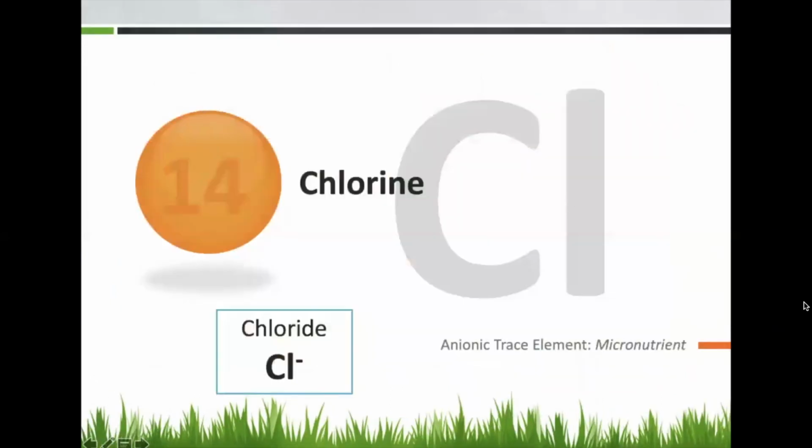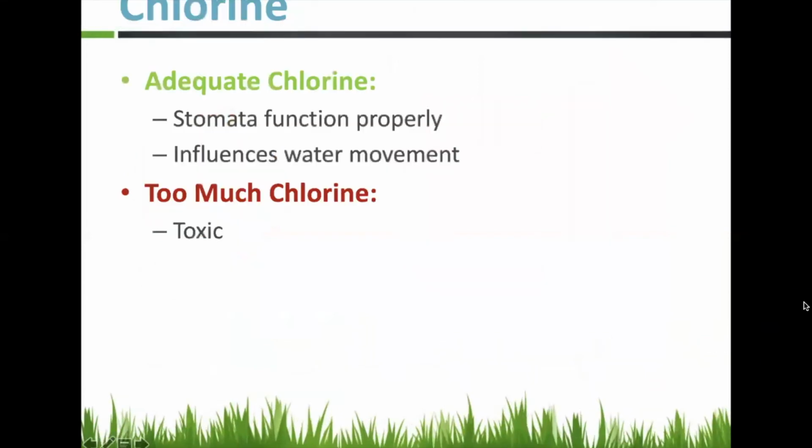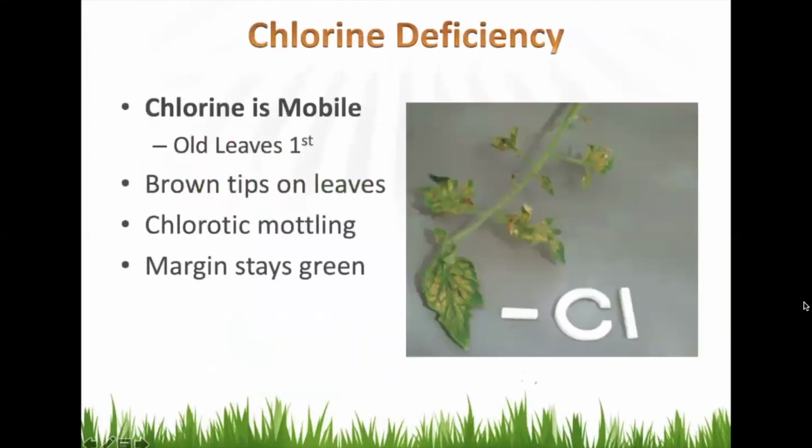Next, we have chlorine. With adequate chlorine, the stomata function works properly and it influences water movement. With too much, toxicities can occur. Chlorine is mobile, so the older leaves are going to be affected first. Necrotic leaf tips will occur, and chlorotic mottling may occur as well.